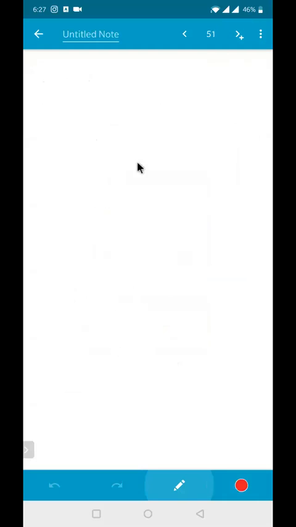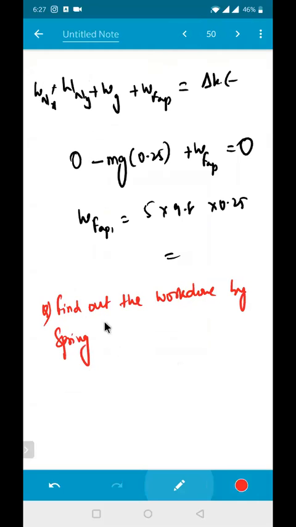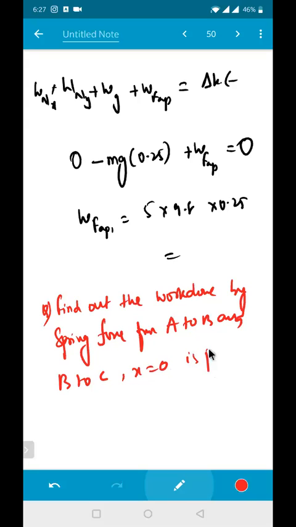See this question. Find out the work done by the spring force from A to B and B to C. X equals 0 is the position of natural length.